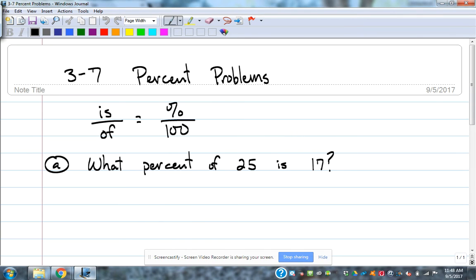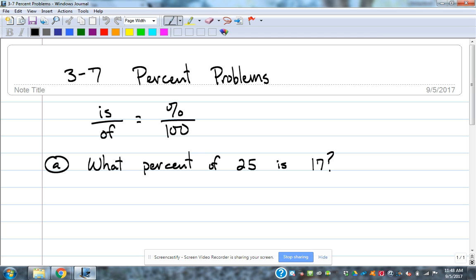So percent problems is what we're going to do today. Percent problems, this is how I want you to set them up. You may have done them differently in another class, and that's fine. This is how I want to set them up every time today, as proportions, because we've already done proportions, and you guys know how to do those.